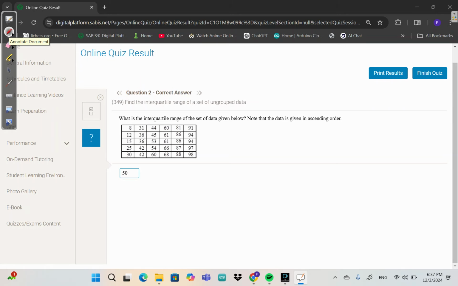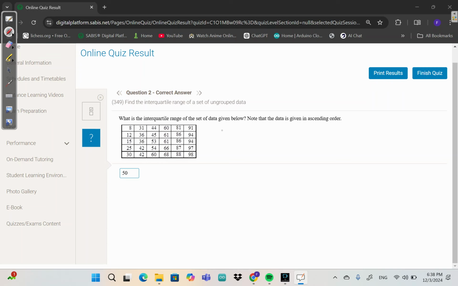Okay, now the interquartile range, we said it's our upper minus lower. So we need to find our upper and lower. Here we need to count how much data we have in this set. So it's 5, 10, 15, 20, 25, 30. So we have 30 total numbers in this data set. Now we need to find our upper and lower.